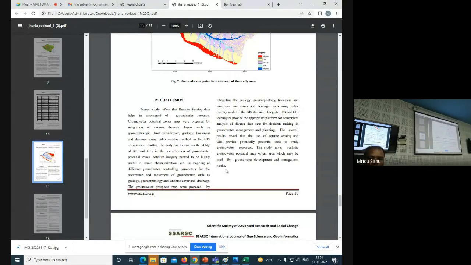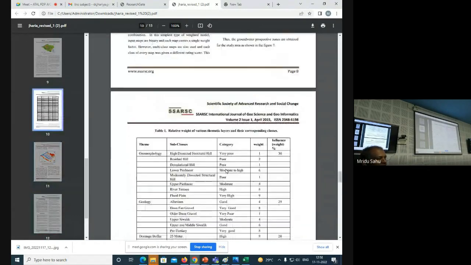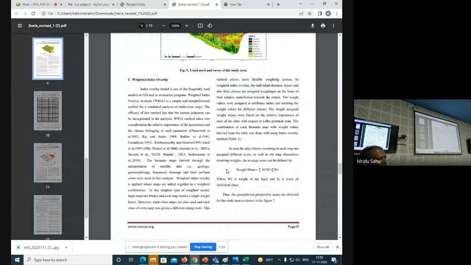You'll find many papers, but this is a very basic level paper. That's why I share the detail. If you want to learn more about these techniques, you go through this research paper. Just search DC Jhariya, Doon Valley groundwater potential assessment. You will find this, and you'll understand everything. All details are given. Hope things are clear now.